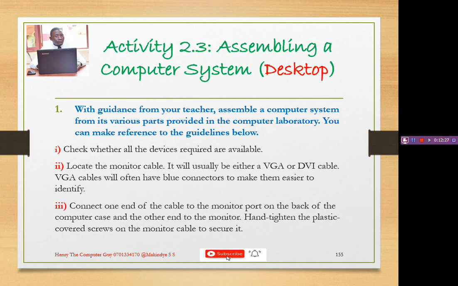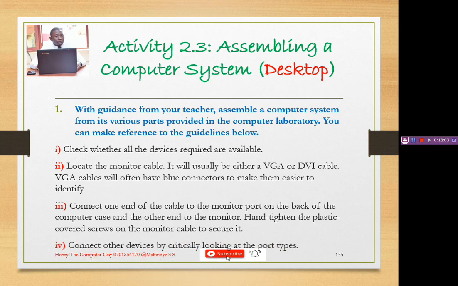Then connect one end of the cable to the monitor port on the back of the computer case and the other end to the monitor. That means that you're going to get your system unit and the monitor. So connect one end on this end of the system unit and the other end on the monitor. Then hand tighten the plastic covered screws on the monitor cable to secure it. That means that after plugging it there, you have to tighten them such that it becomes firm.